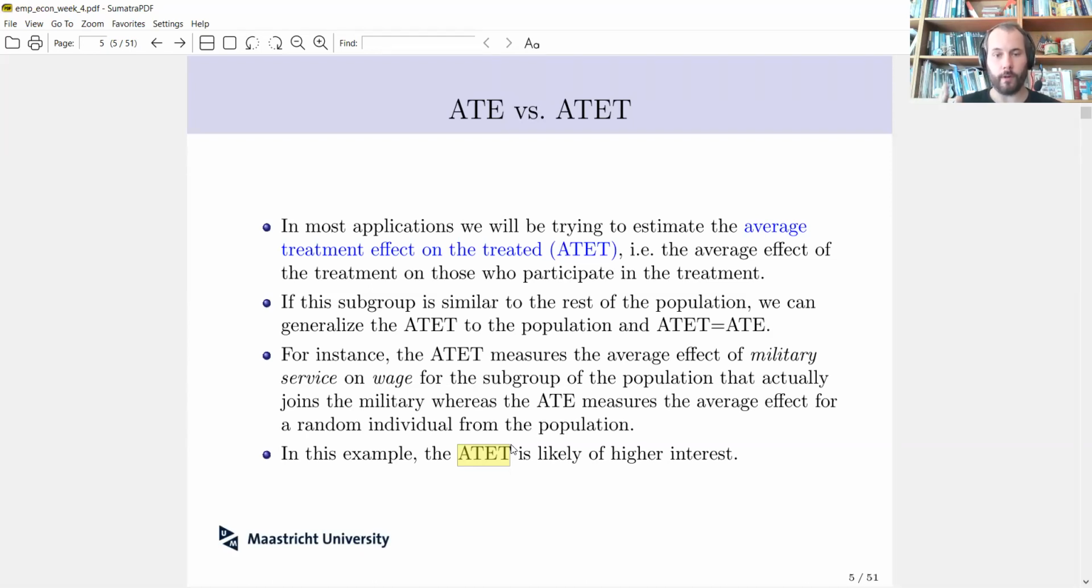You want to really know what is the effect of the treatment, in this case a job training, on this particular subgroup of the population. You don't really want to know the effect of the same job training on people that already have a high paying job, because you really want to target a particular subgroup with a treatment.